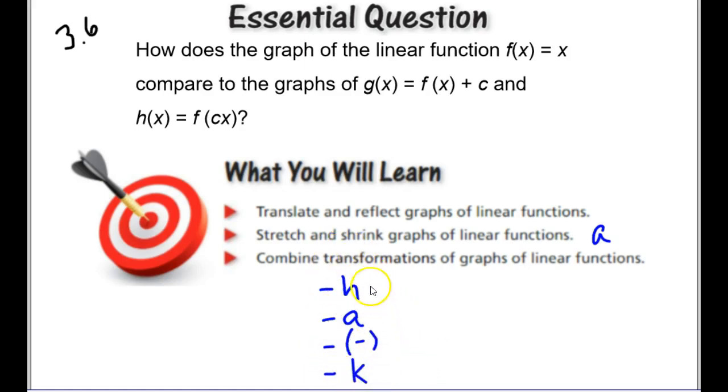So it is very important to remember what H, A, and K mean and what they do, because we're going to use these for lots of different functions down the road. So now that you've worked through these learning targets, why don't you go ahead and practice on your homework.